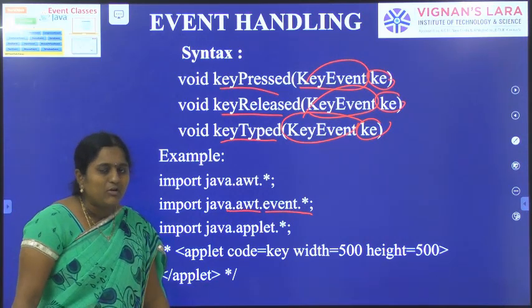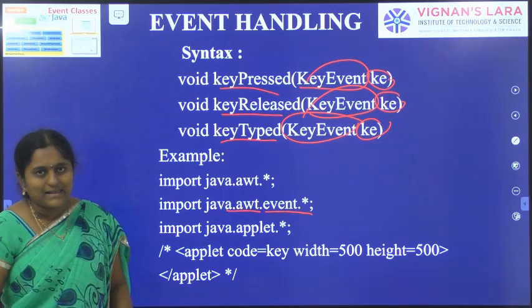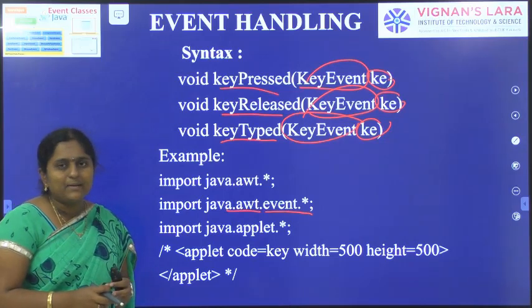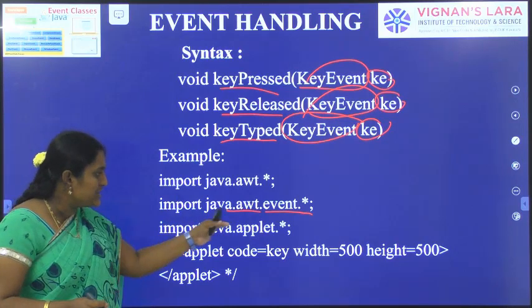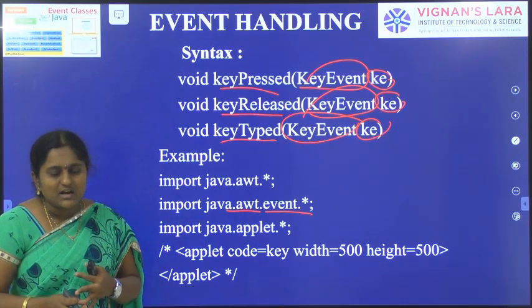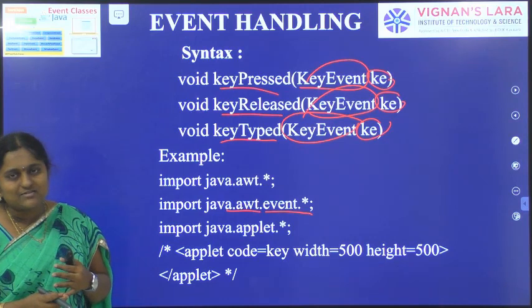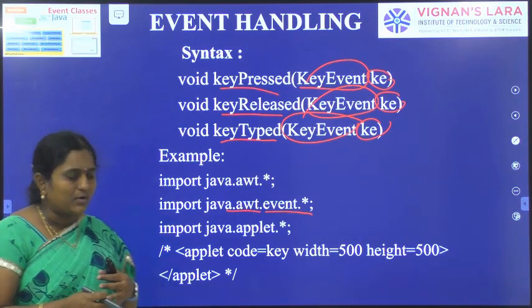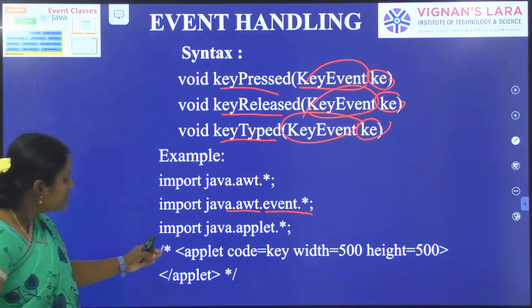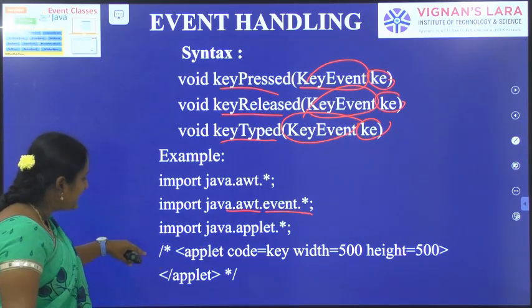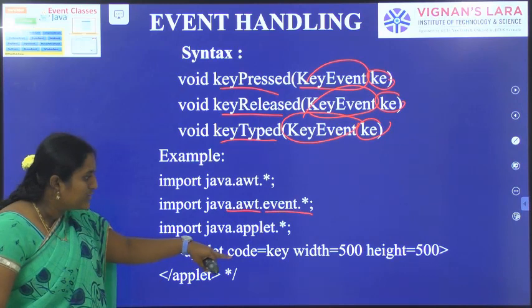Next, in a similar way, we have to import the applet package. Applet is a package. If you want to develop any applet-based application, it is a required package to import: import java.applet.*. Here star means all classes present in the applet package. All those classes will be loaded into our program. Next one, our applet code is embedded in our program, so it is mentioned in the comment lines. Applet code equal to key.